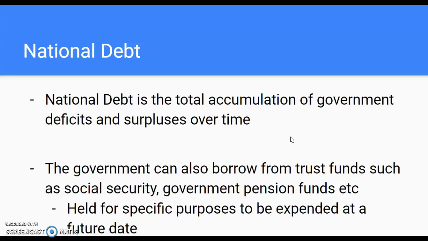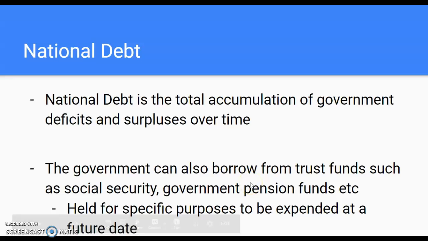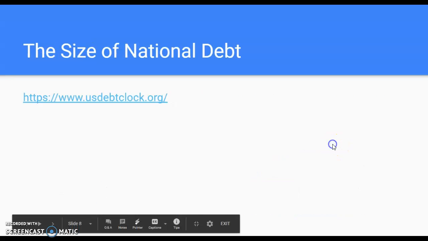The government can also borrow from trust funds such as Social Security, government pension funds, etc. The problem with this, though, is that if the government dips into these programs like Social Security, then it could eventually put these programs at risk because they may have had enough financing before to cover future generations, but if that money is spent in other areas, then it no longer will have that income it needs to survive as a program. So they're held for specific purposes to be expanded at a future date.